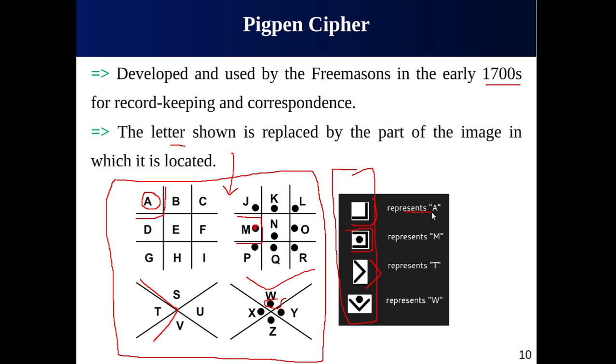So in order to recover A, he will search for this symbol, and then the letter there is A. So A will be recovered, then M will be recovered, and things like that. So the decryption process is just the reverse of the encryption process. You have to use the same key, that is this grid. You locate the image in the cipher text and then replace it with the letter given in that part of the grid. This is Pigpen cipher.